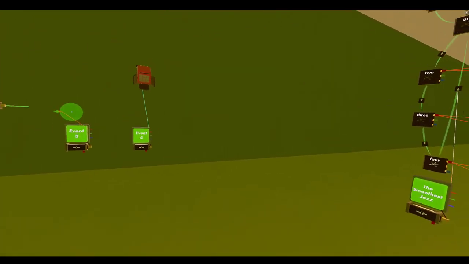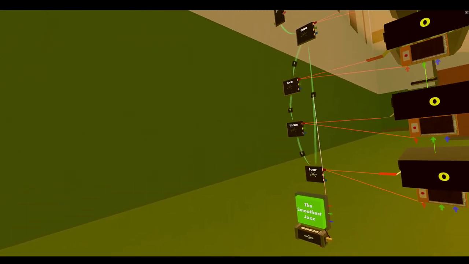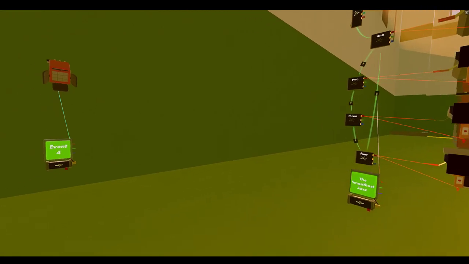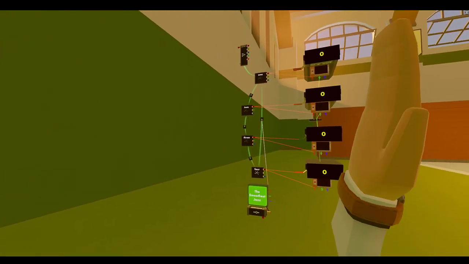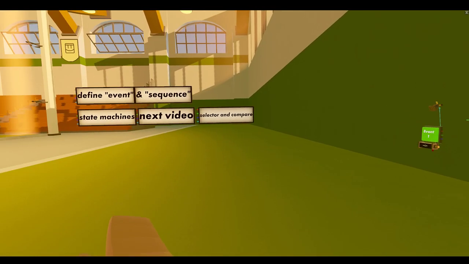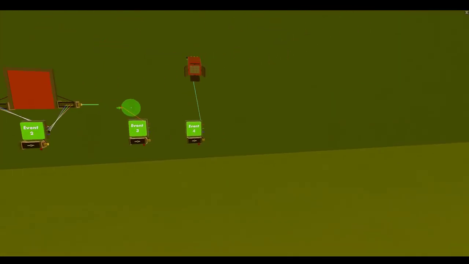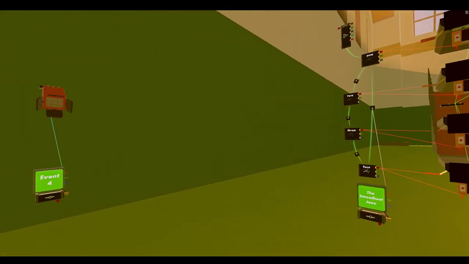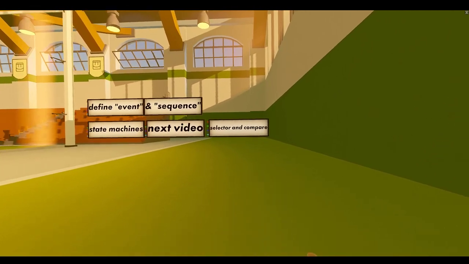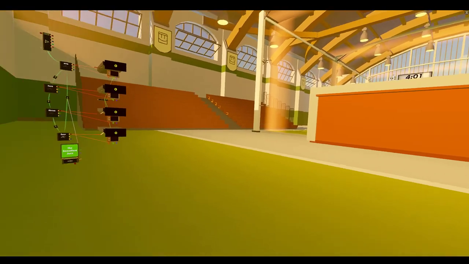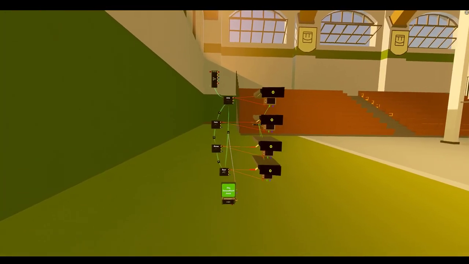So it's not my favorite way, and it's probably not the most intuitive way once you understand how to do an event sequence with a state machine. State machines are better because they're more intuitive, and that's what I'm going to explain in this tutorial. My favorite way to do events in a sequence is using selectors and comparers, and that's what I'm going to talk about in the second part of this tutorial. But for now, I'm just going to talk about state machines.